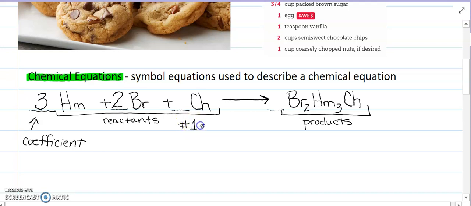Now, for the cheese, the number 1 is going to be assumed. I wouldn't write cheese if it wasn't actually there. So it is generally not written.